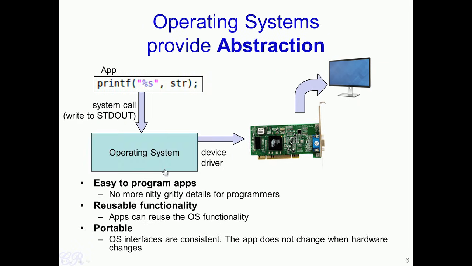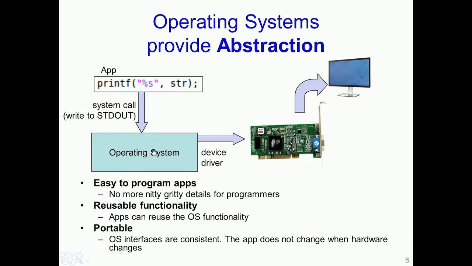So, operating systems essentially provide abstraction. They sit in between the applications that we write and the hardware, and abstract all the nitty-gritty details of the hardware from the applications. So, a simple statement such as this printf str would eventually result in something known as a system call, which would trigger the operating system to execute.